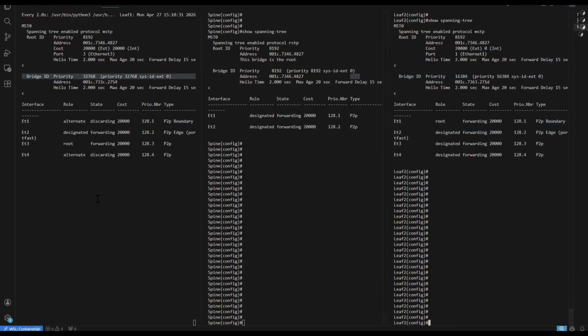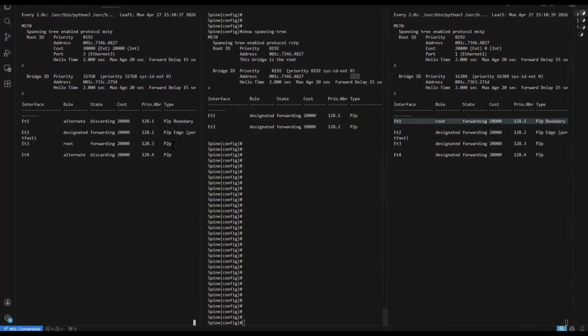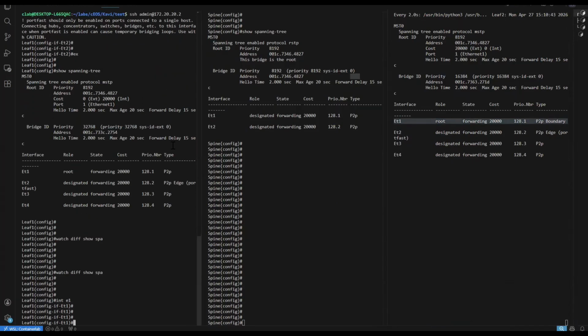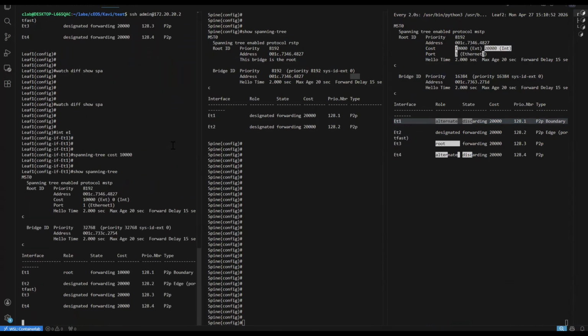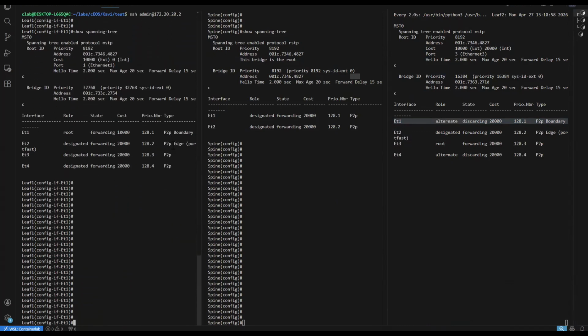Okay, so let me do one more thing as well. So right now ET1 here is low. So what I'm going to do is interface Ethernet 1, spanning tree cost, I'm going to say 10,000. We'll see what is happening now. Okay, now this guy has 10,000 cost, and this guy has 10,000 plus 20,000.